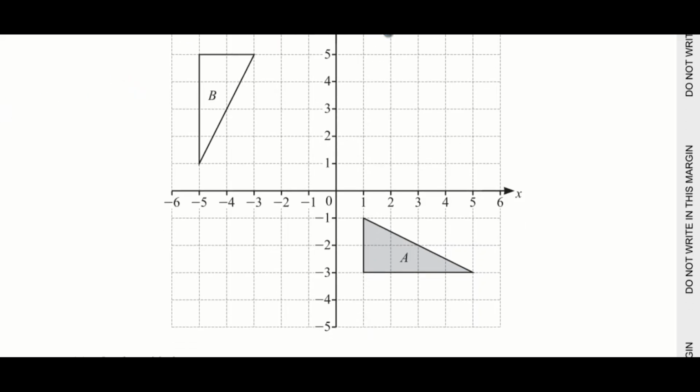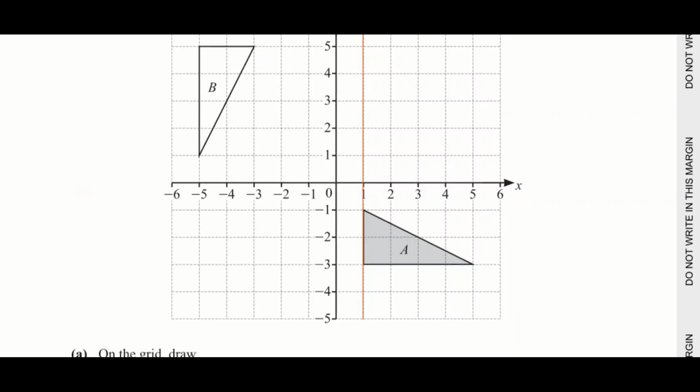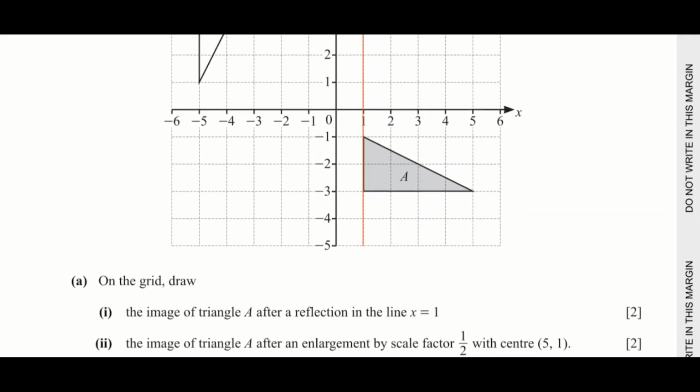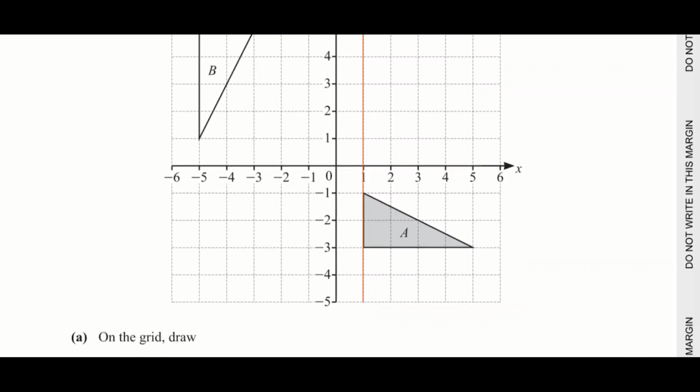If you draw this line here, this is the mirror line. So we need to reflect this shape, triangle A rather, along x equals 1. If we do that, this point will remain here. My best practice is to label the shape or the object. This will be P, this will be Q, and this will be R. So points P and R remain on the line, the line of symmetry.